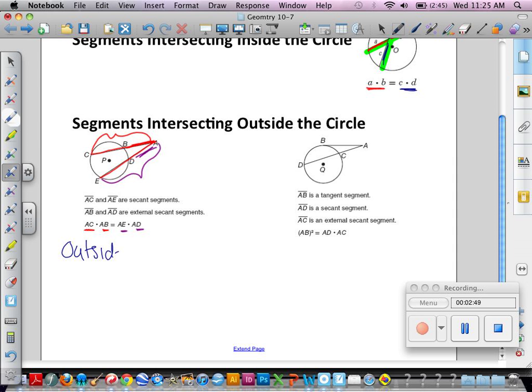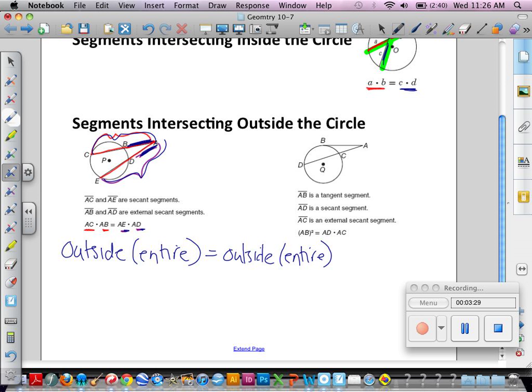I'm not always going to have this diagram available, so what I do instead is I say you take your outside piece, AB, and multiply it by the entire piece, which is CA. And then that's going to equal, again, the same thing. This is my outside piece, which is AD, and then times my entire line here, which is AE. So I am using their formula here, but I'm just using my own words.